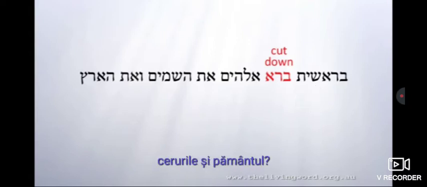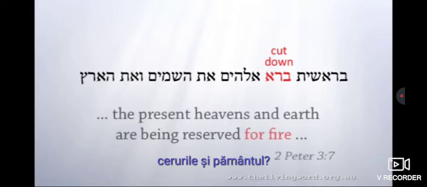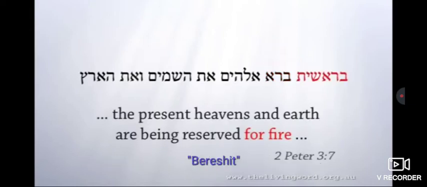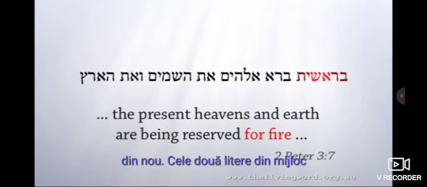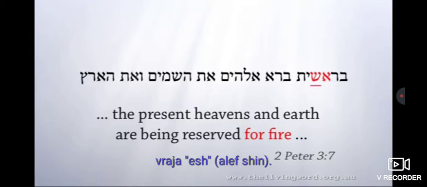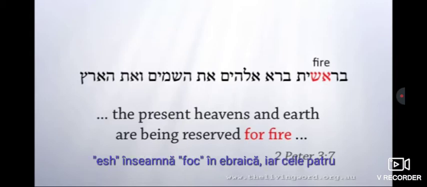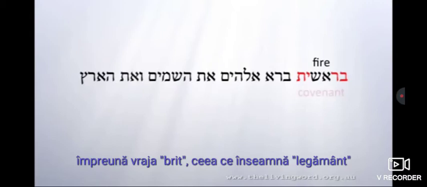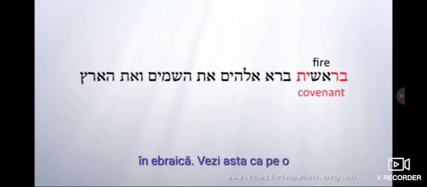And how is God going to destroy the heavens and the earth? By fire. Now look at this word Bereshit again. The middle two letters spell Esh, Aleph Shin. Esh means fire in Hebrew. And the 4 letters on either side, Bet, Resh, Yud, Tav, together spell Brit, which means covenant in Hebrew. Do you see that as a subtext below the surface?